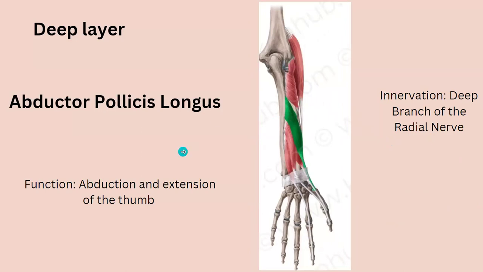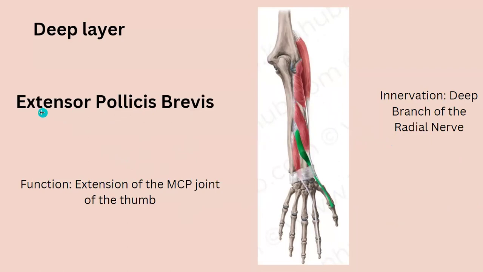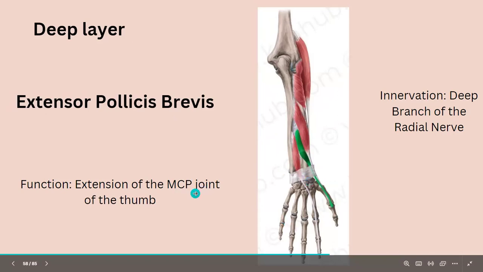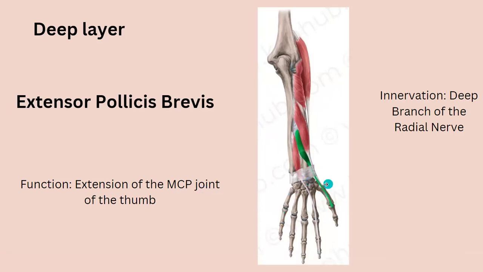The next muscle is the abductor pollicis longus. It abducts, pollicis meaning thumb, longus meaning it's a long muscle. So it functions to abduct and extend the thumb. The nerve is the deep branch of the radial nerve. But then we have the extensor pollicis brevis. The extensor pollicis brevis extends the thumb at the MCP joint, the metacarpophalangeal joint, the joint between the metacarpals and your phalanges.